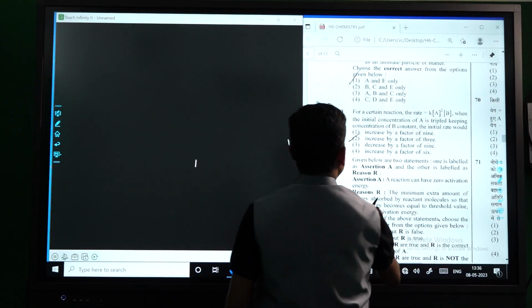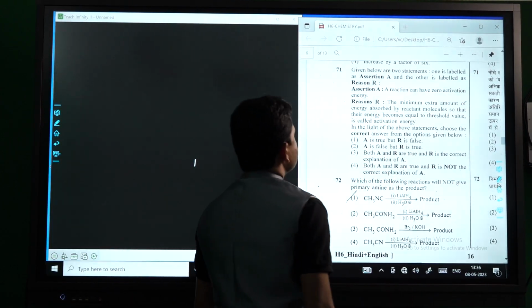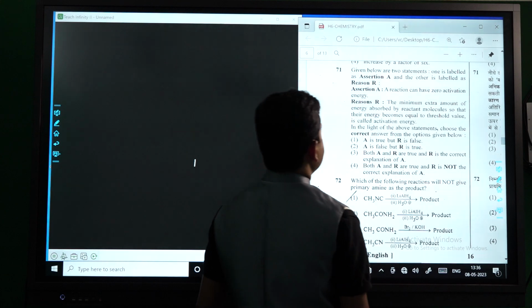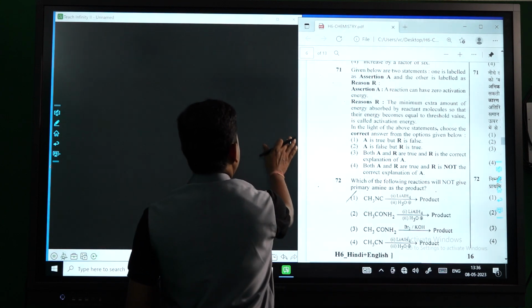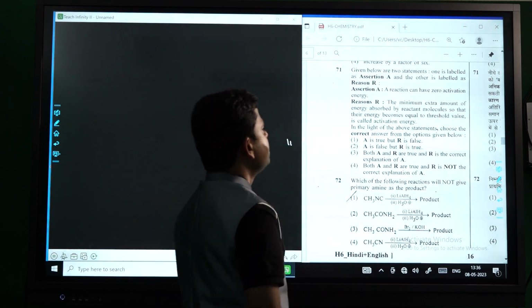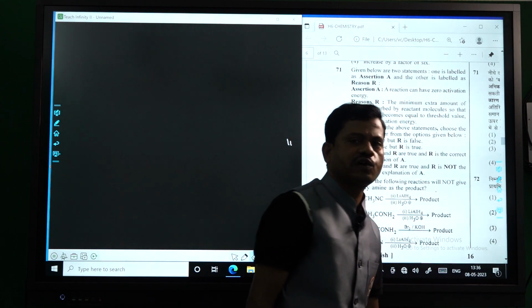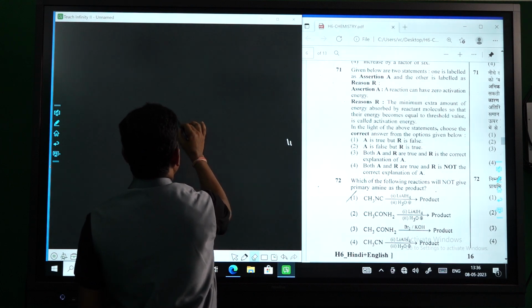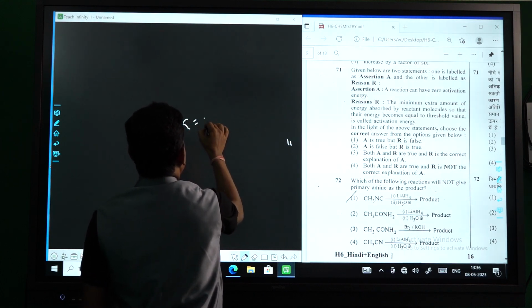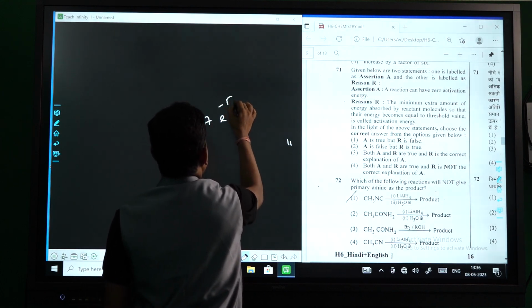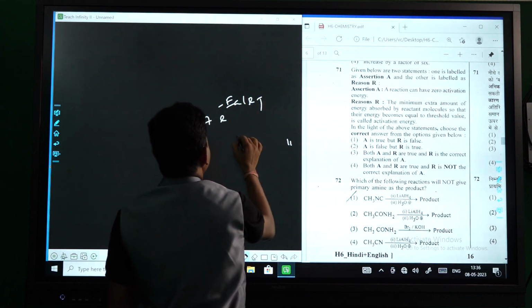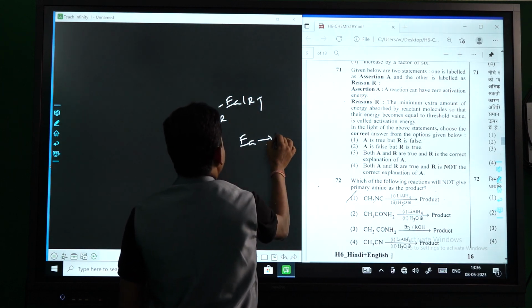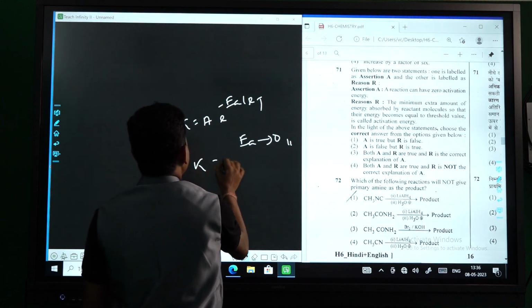Now come to question number 71. Here two statements are given. A reaction can have zero activation energy. Dear students, a reaction can have a zero activation energy. That statement is wrong, because according to the Arrhenius equation, K equals A into e to the power minus Ea by RT. If activation energy approaches zero, then K equals A.